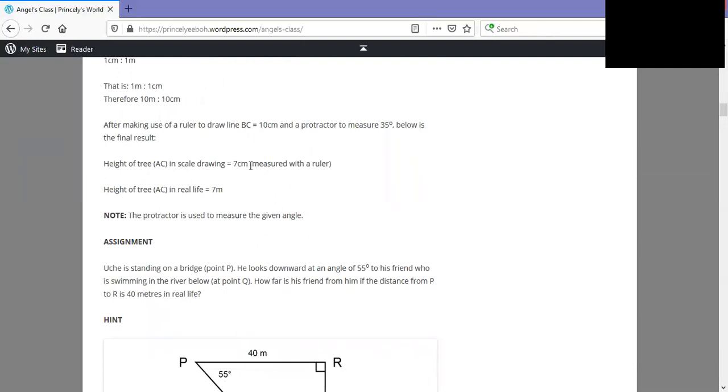That's on paper. But again, if you want to change it to what it will look like in real life, since our scale was 1 meter representing 1 centimeter, and we said initially that our base 10 meters was equal to 10 centimeters, therefore this 7 centimeters on paper will become 7 meters in real life. So I think that explains it.